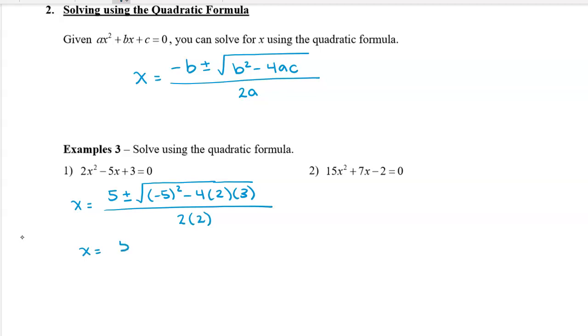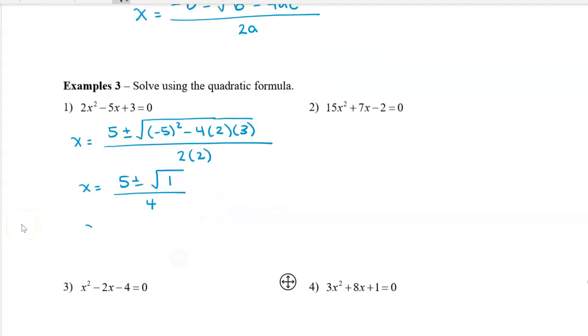Okay, so simplify everything in the square root. You can take out a calculator if you want, but we have negative 5 squared, so it's 25 minus, and then 8 times 3 is 24, so it's going to be 1, all over 4. And then we have x is equal to 5 plus or minus 1. So what we can do is we're going to go 5 plus 1 divided by 4, and we're going to go 5 minus 1 divided by 4.